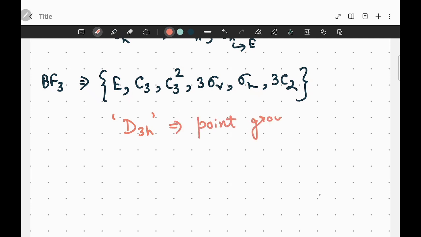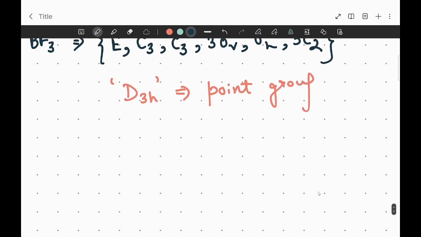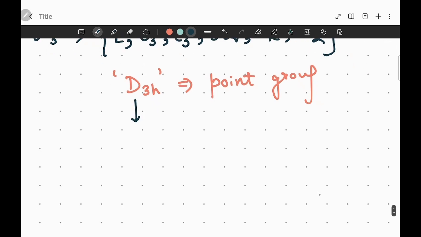It's clear, it's just nomenclature. When it is known to you that D3h is the point group, how can you obtain the symmetry elements from here? You can see it is D3, so C3 should be there and C2 should be there. That's why it is D, and sigma h should be there. By this you can evaluate all the operations.